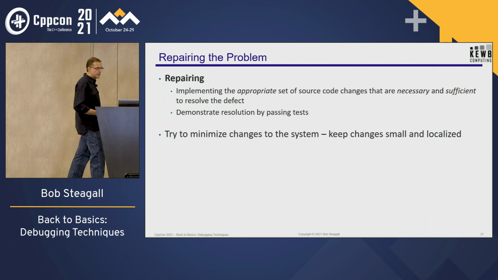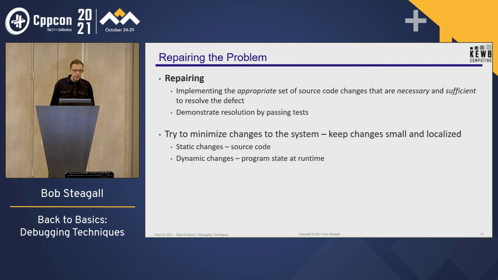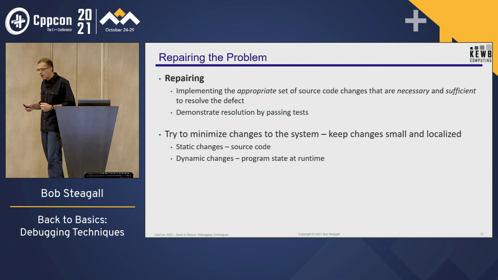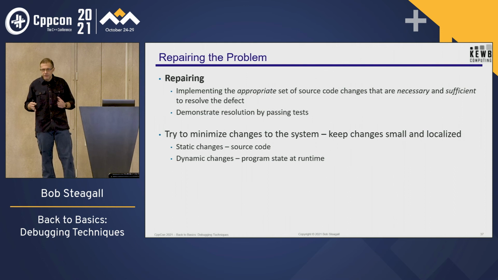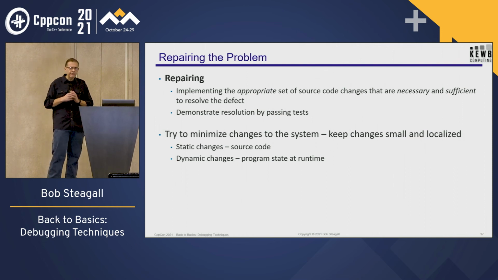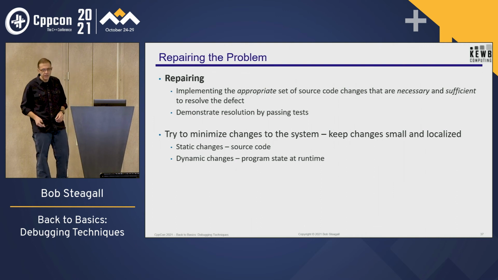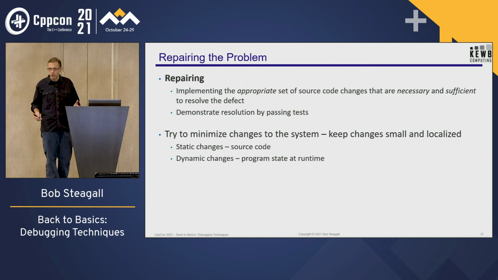So try to minimize your changes to the system. Keep your changes small and localized. In terms of source code, minimize changes in source code. And from another perspective, you want to minimize dynamic changes. Minimize the change to the program state at runtime. Sometimes you can make small code changes that vastly change the program state. You should avoid that to the extent you can, because it could be that you don't actually have a good understanding of all of the program state.